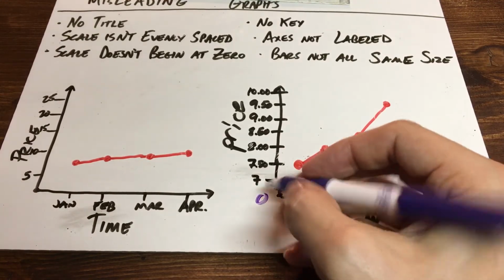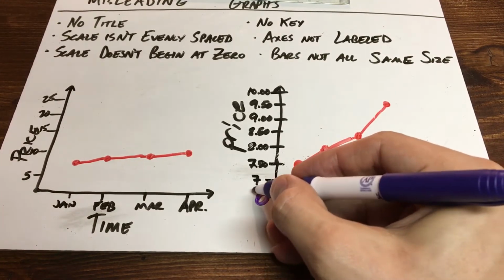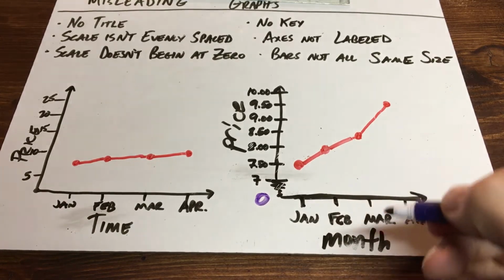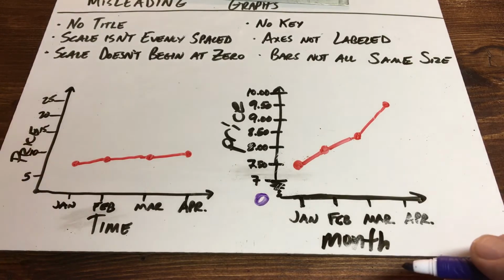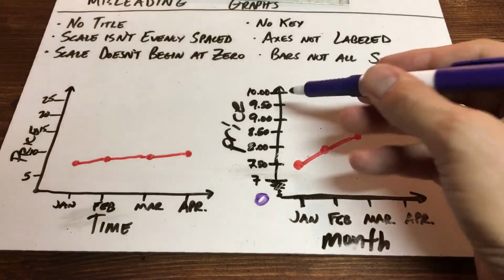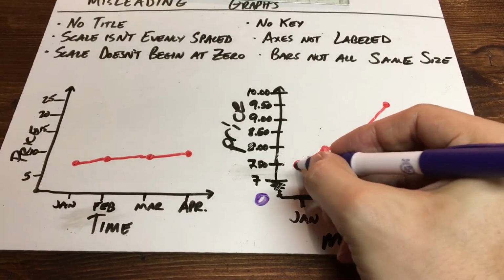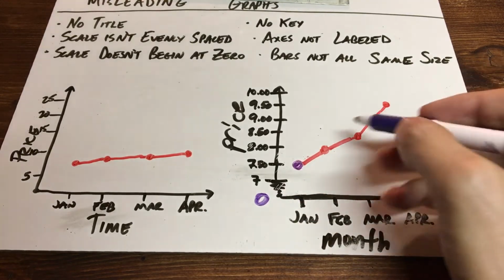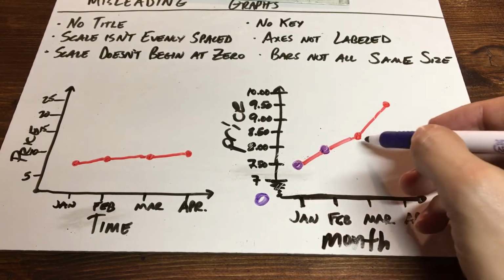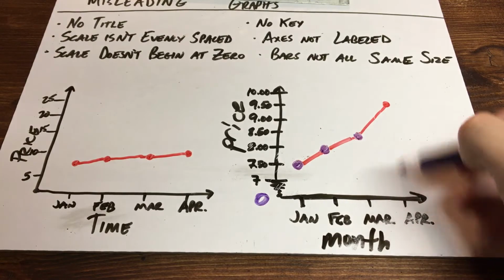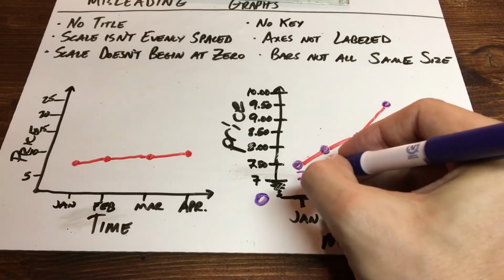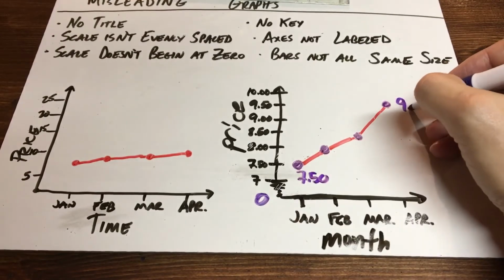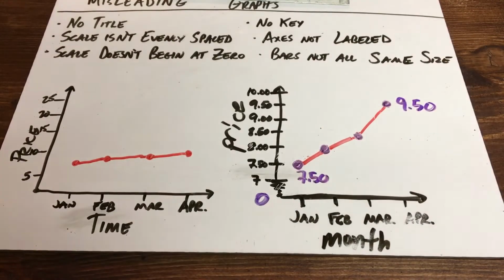They have 0 right here, but then look, they skipped from 0 to 7. And when you skip from 0 to 7, you're completely deleting this whole chunk of the graph. And you're zooming in on the $7 to $10 mark. Because look, in January, it was $7.50. February, it's $8. March, $8.50. April, the price of this is $9.50. And so we've gone from $7.50 up to $9.50, right? It's really only gone up by $2.